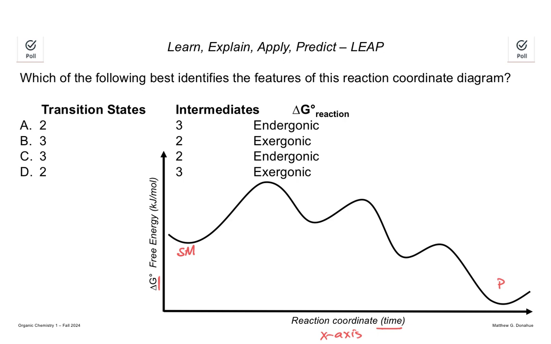So how many transition states do you see? 3. So there's 3. And again, those are the tops or the apex. And then intermediates, how many of those do you see? So there's 2. So I'm going to draw those as sort of this blue well.